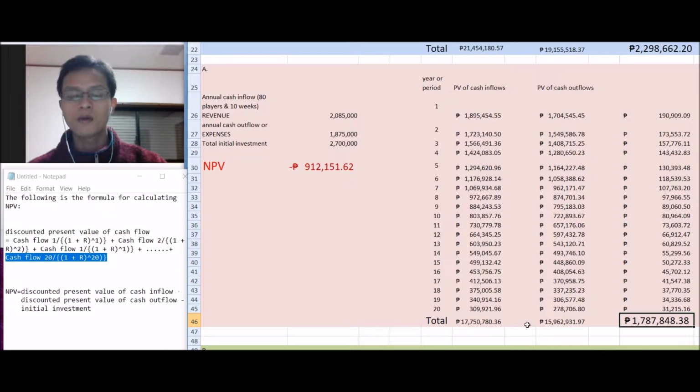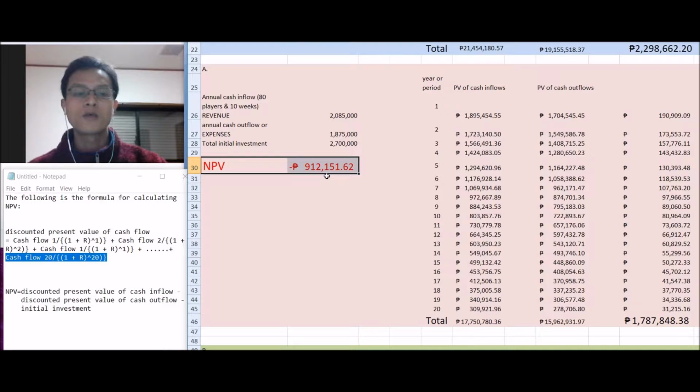1,787,848.38 peso. Okay, and then from this amount here, take the total initial investment, which is the cost of the land and the cost of the dorm and the dining facility, which is a total of 2,700,000. It should give this amount here, which is negative 912,151.62 peso. So if you notice, this is a negative NPV, which means that the project is not good.